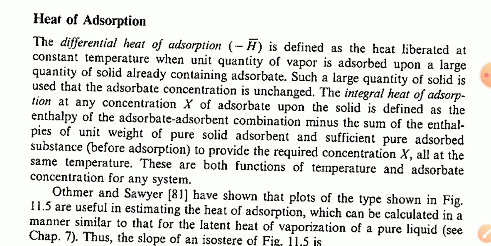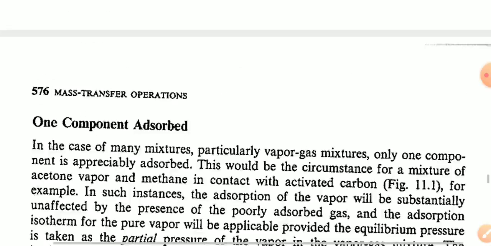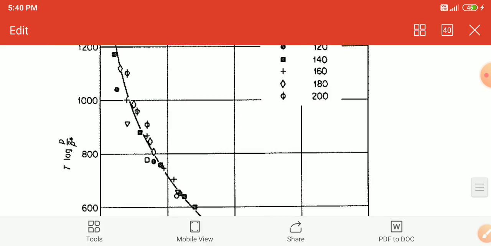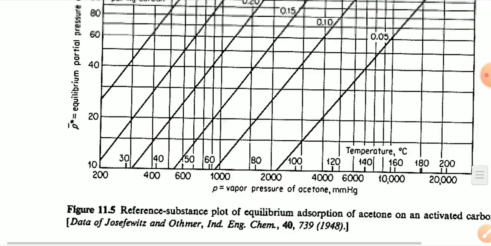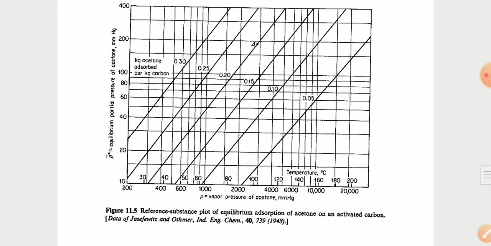They have shown that plots of this type, shown in Figure 11.5, are useful. Where is Figure 11.5? This is Figure 11.5, and all this data is found from it. It shows reference substances, a plot of equilibrium adsorption of acetone on activated carbon.